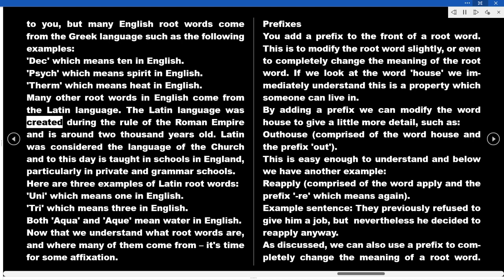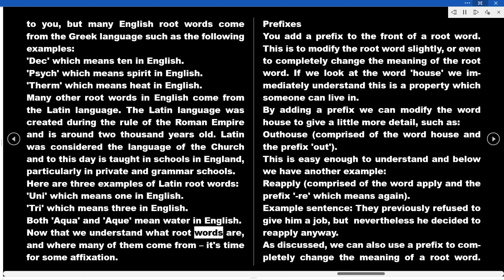The Latin language was created during the rule of the Roman Empire and is around 2000 years old. Latin was considered the language of the Church and to this day is taught in schools in England, particularly in private and grammar schools. Here are 3 examples of Latin root words. Uni, which means 1 in English. Tri, which means 3 in English. Both aqua and aqu mean water in English.